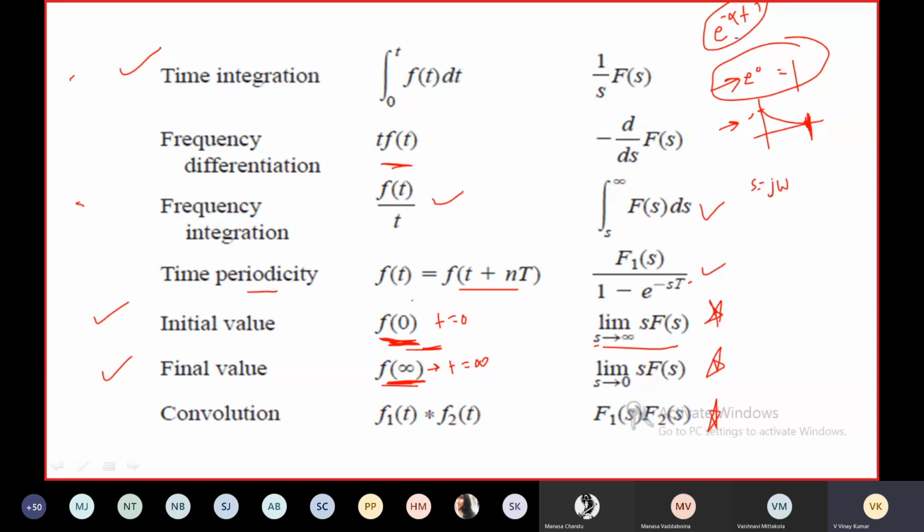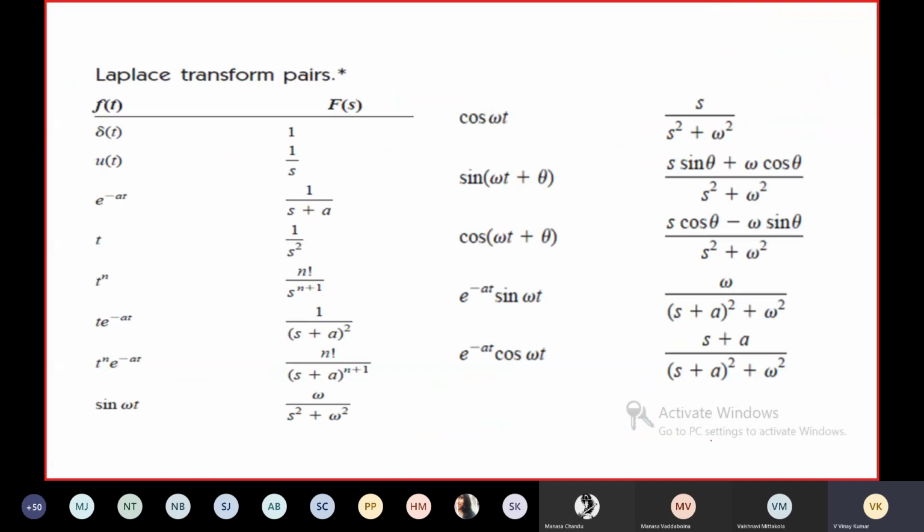The value of that function at t is equal to 0 is f of 0. The value of that function at t is equal to infinity is f of infinity. So by using the S domain, if we have F of s, simply limit s tends to infinity s F of s, then you can find the initial value. By using the other formula you can find the final value. Convolution: f1 of t convolution f2 of t is equal to F1 of s into F2 of s.